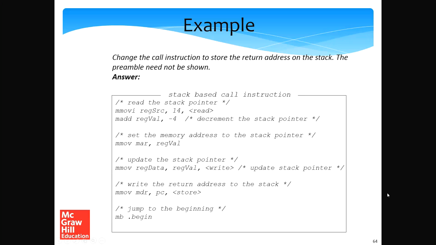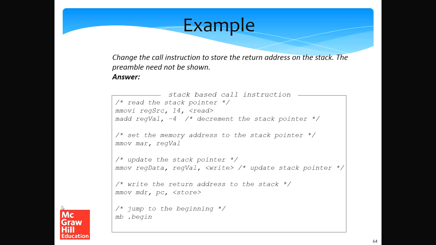Let us now consider an example. So let us change the call instruction to store the return address on the stack instead of in the return address register. So we'll just show the microcode. The preamble will not be shown because it is common to all the instructions.